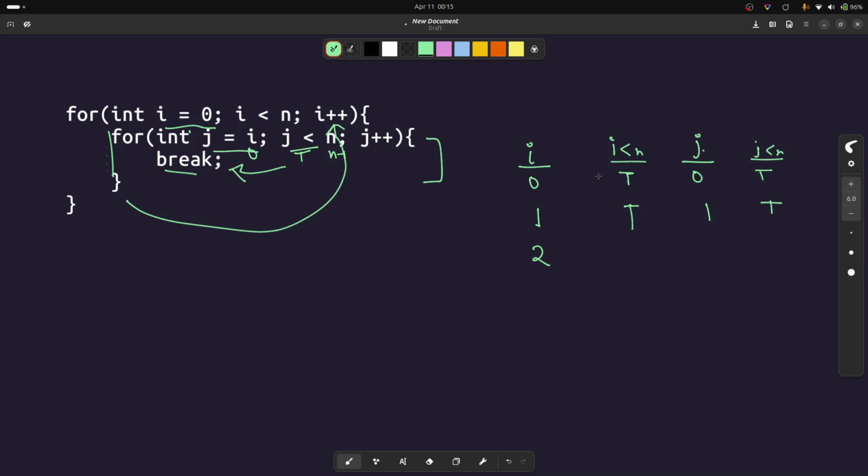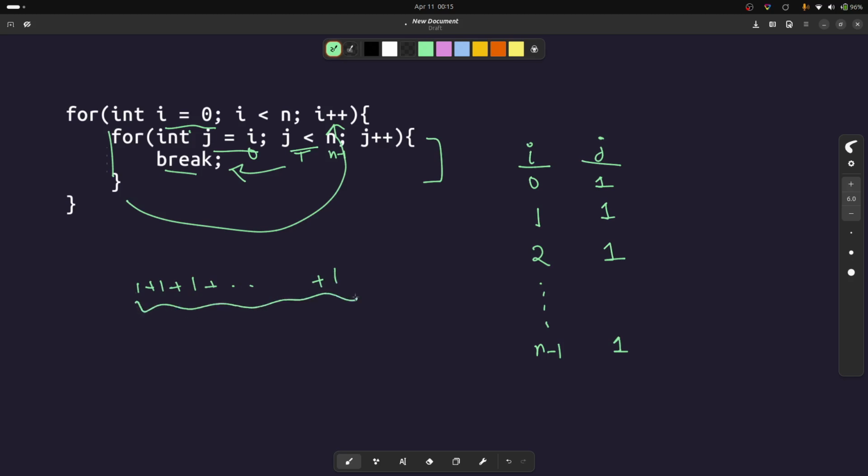So if I try to write the total work done for the j loop: for i is equal to 0, the j loop is running once. For i is equal to 1, it is running once. For i is equal to 2, it is running once. It keeps on going up to the last value of i, which is n minus 1, and for that also it will run once. Total work done is 1 plus 1 plus 1 plus 1, keep on doing 1. How many times? From 0 to n minus 1, which is n times. So this is basically big O of n.